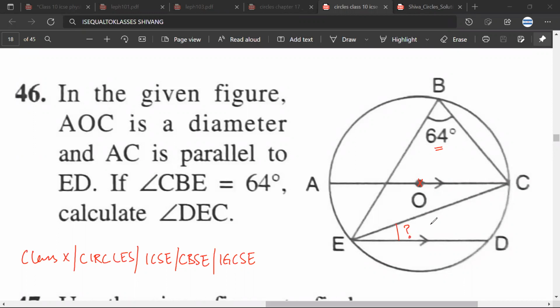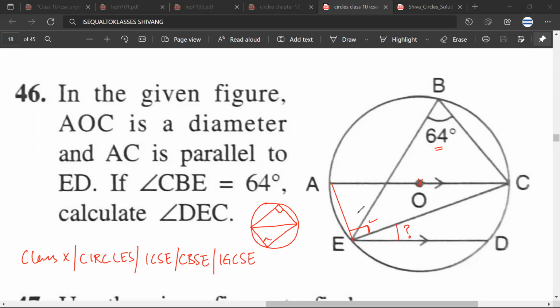So in this question, we can join chord AE. Angle AEC will be 90 degree because it's opposite to the diameter. So what you are saying is that in a circle, the diameter will form 90 degree on the circumference of the circle. Am I correct? Yes, sir. Okay. Yes, this is a 90 degree. What next?